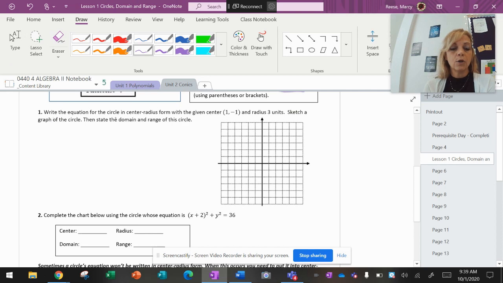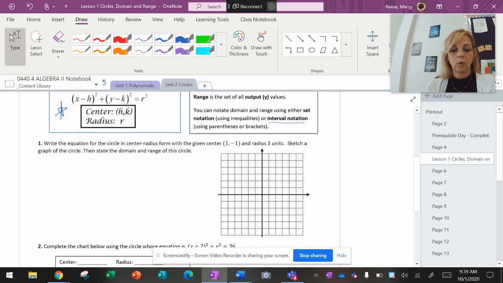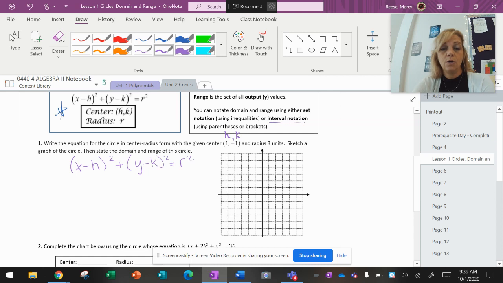All right, so write the equation of a circle in center radius form. So that's that format, with the given center (1, -1). All right, so I'm going to write that formula out for you again. This is a formula that you're going to have memorized too, by the way. You can see that this is my h and that is my k. It's the center. Okay, notice that it's inside the parentheses.